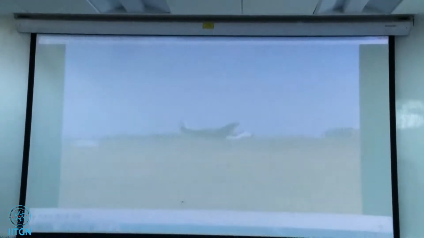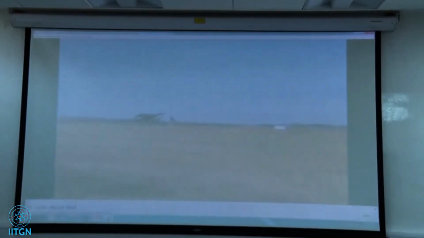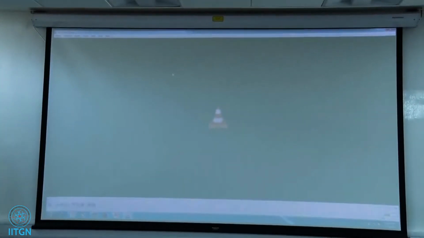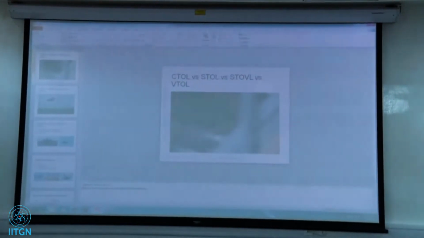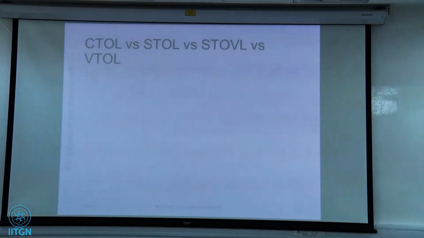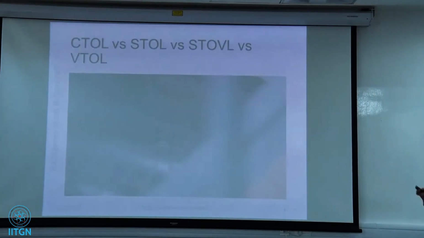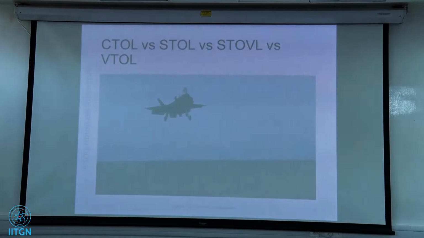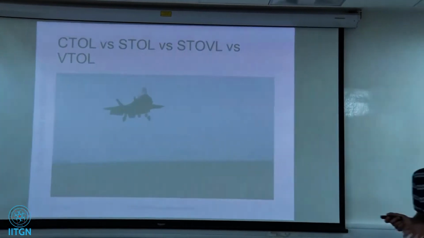So this is the previous one. And I don't have the video for the other. Basically, this video showed that this fighter craft was taking off in a very short distance, and this is the F-35 variant, and it hovers for a while and then dips down like that.